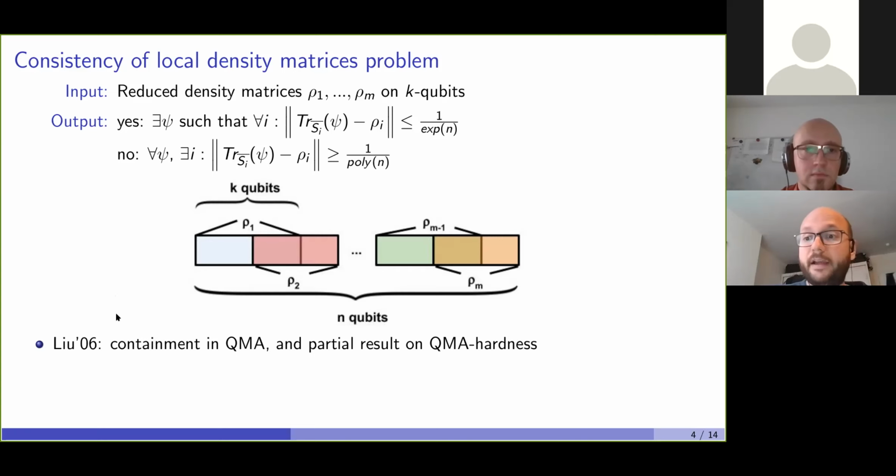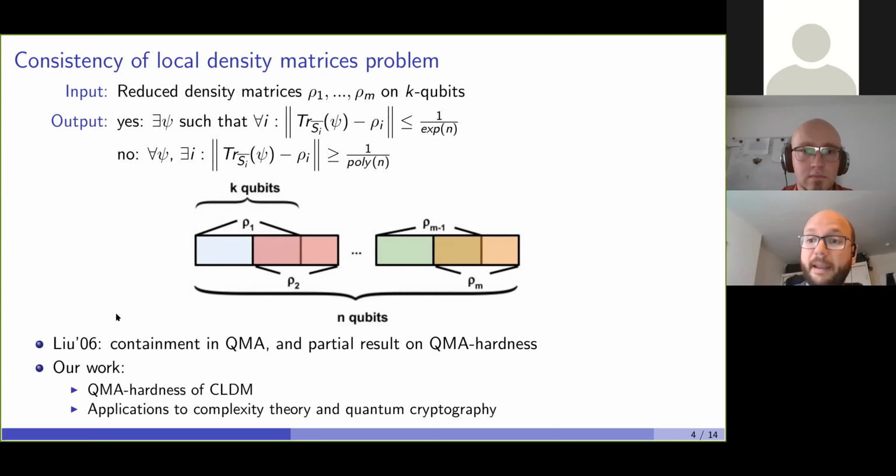Since then, it was conjectured that this problem was actually QMA hard, and the main contribution of our work is proving that this is indeed the case. So the consistency of local density matrices is indeed QMA hard. And on top of this proof, we also show that this QMA hardness allows us to have some applications to quantum complexity theory and quantum cryptography.